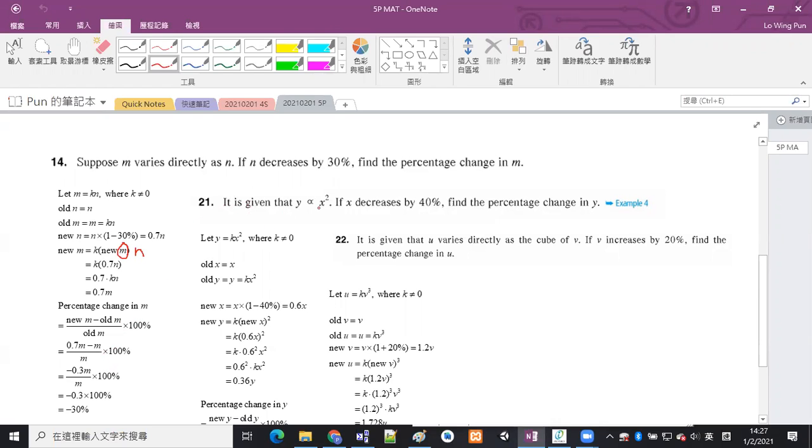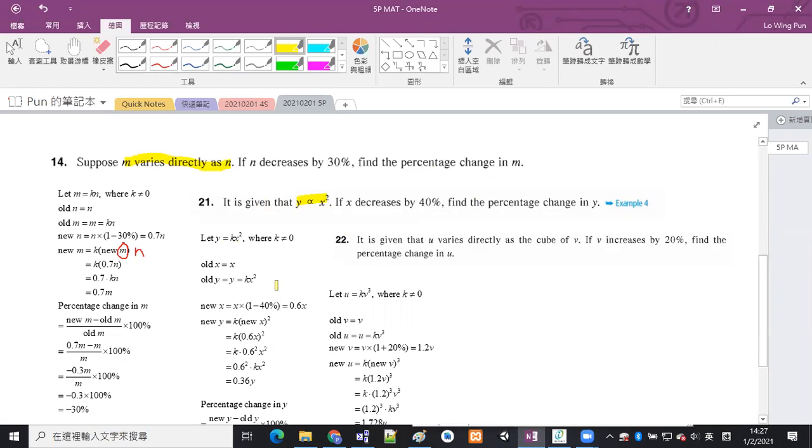And then number 21. It is given that y varies as x squared, which means that I asked you to highlight these key sentences, right? Y varies as x squared. And then we let y be k times x squared, where k is non-zero.